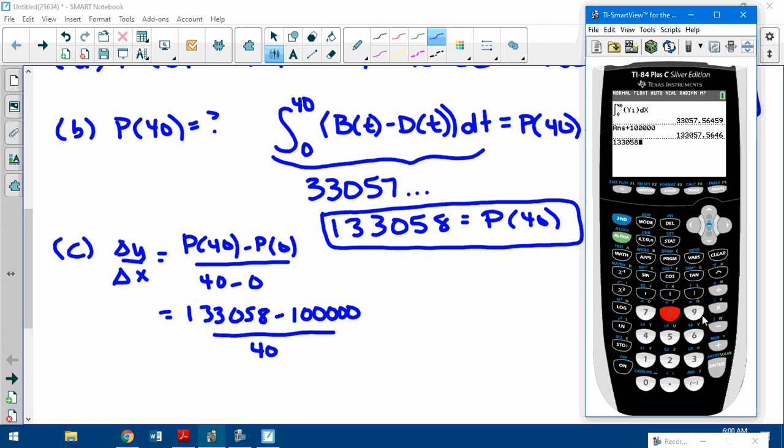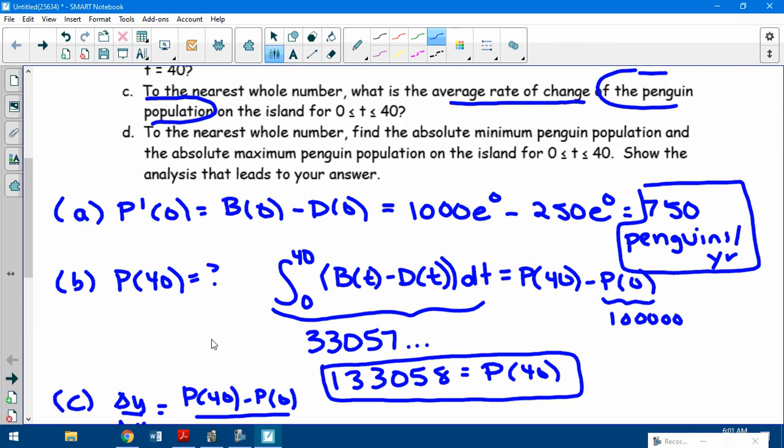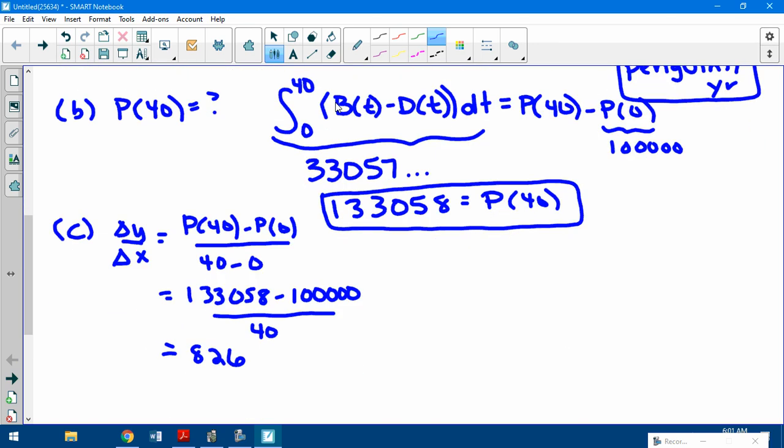133,058 minus 100,000, hit enter, and divide by 40. And I end up with, the nearest whole number would be 826, because it did ask for the nearest whole number again. And again, I don't think it said units, so don't give them. If you had to, it would be penguins per year, because it's still a rate, the y value over the x value.